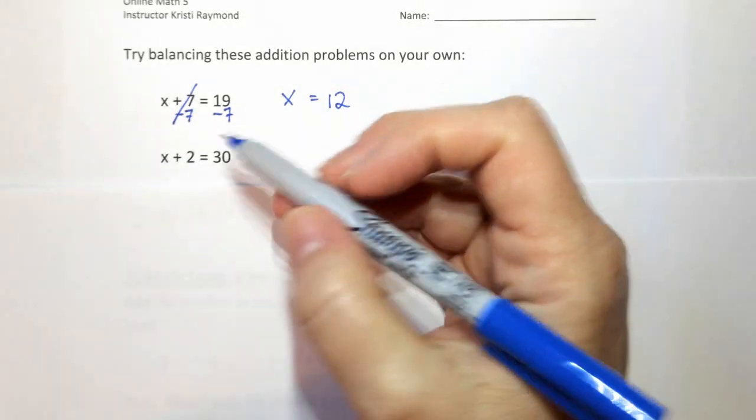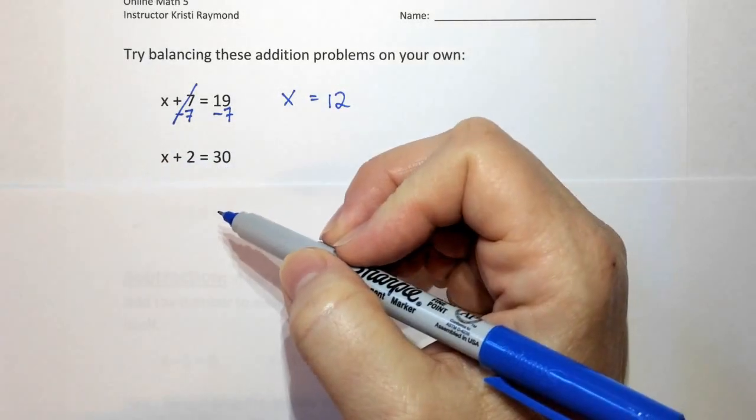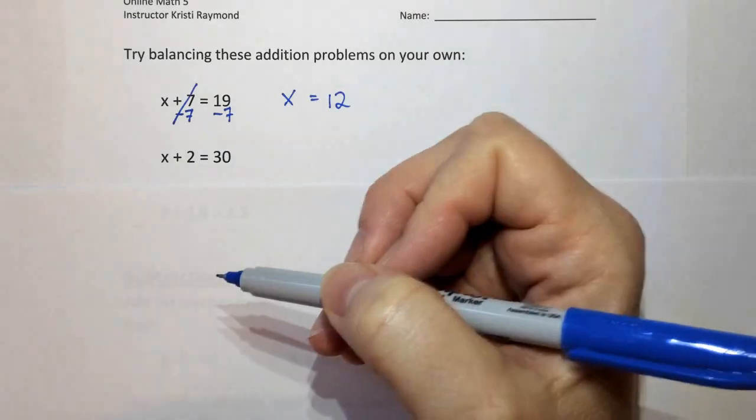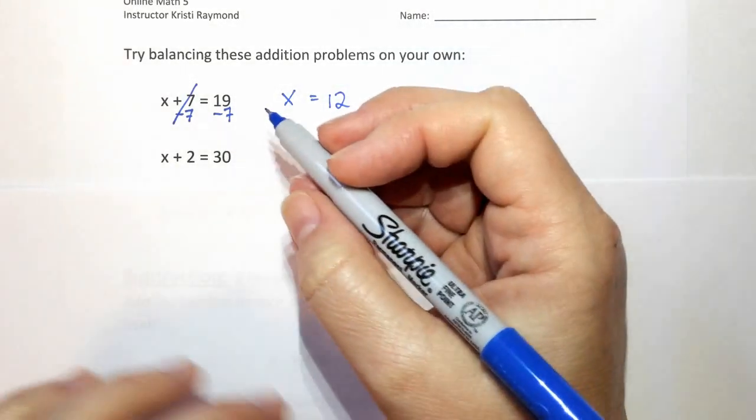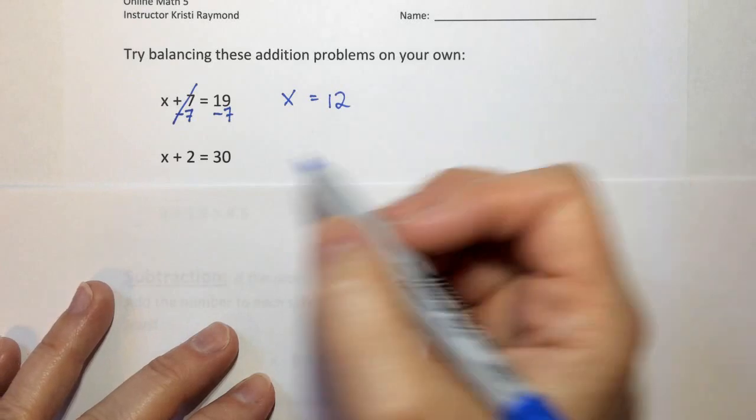Let's try the next one. X plus 2 equals 30. Of course, in your head, you might say, I know that's 28. I don't even need to solve it. But you do. You have to get used to this and start practicing.